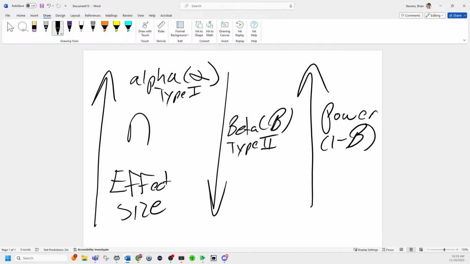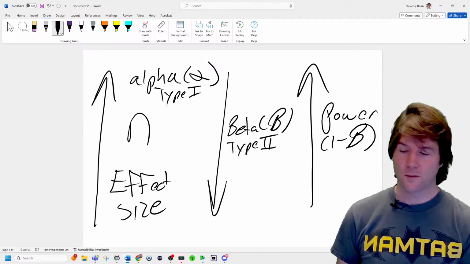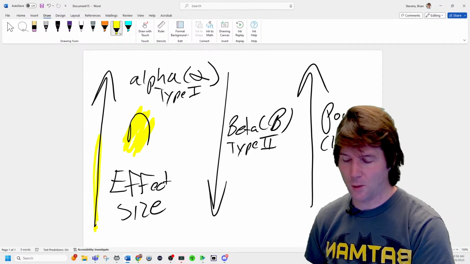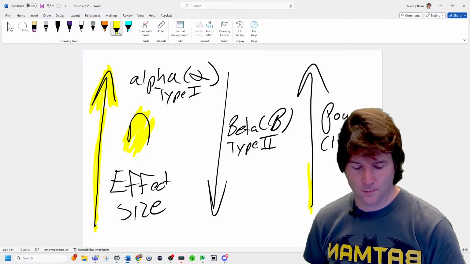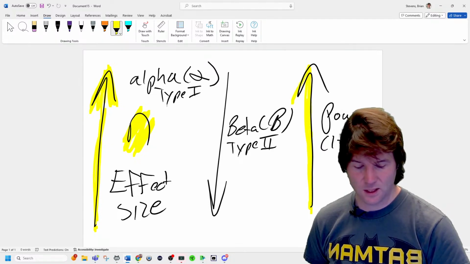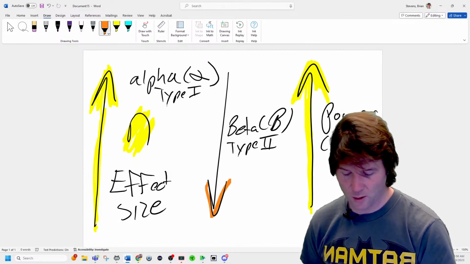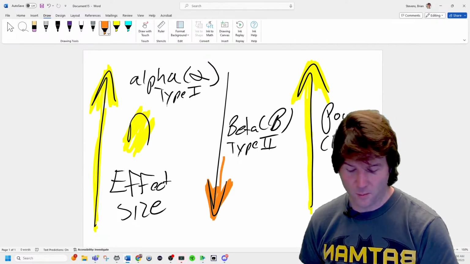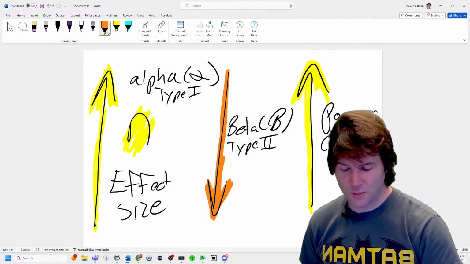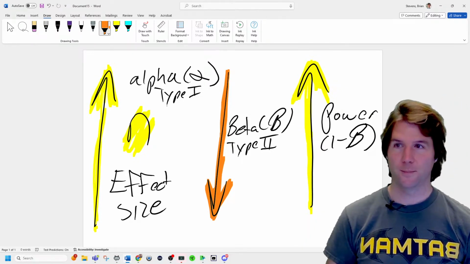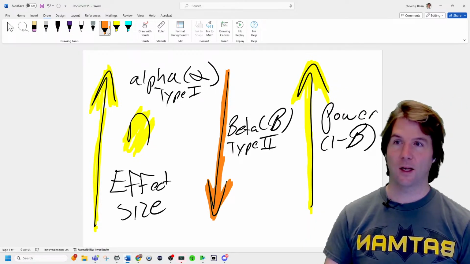So this is a big thing to know right here and to be able to draw out. Power is the ability to correctly reject the false null. So if I take a larger sample, follow the arrows, what happens to power of a test? If I increase my sample size, the test will be more or less powerful? It'll be more powerful. If I increase my alpha, which means a higher type 1 error rate, the test will be what?